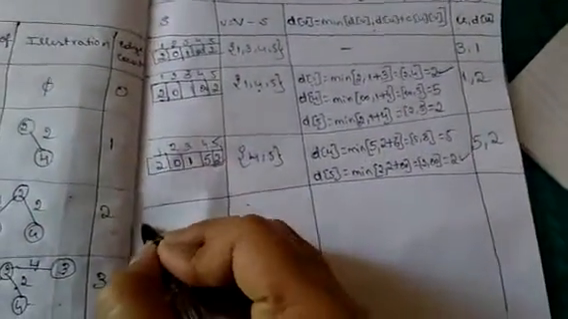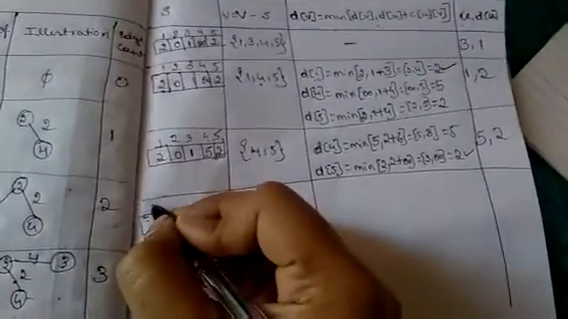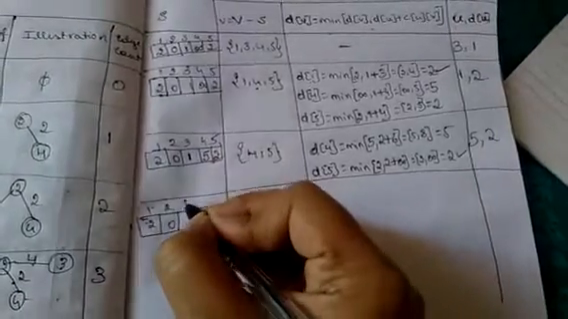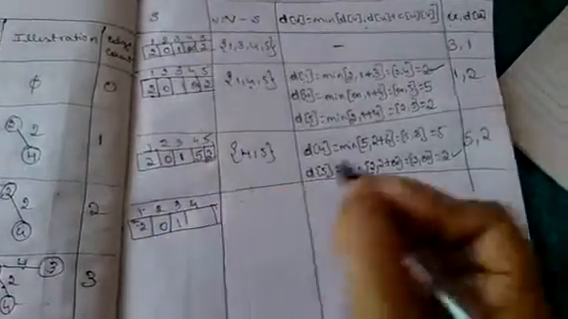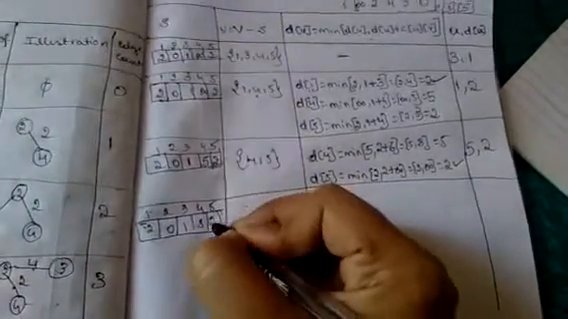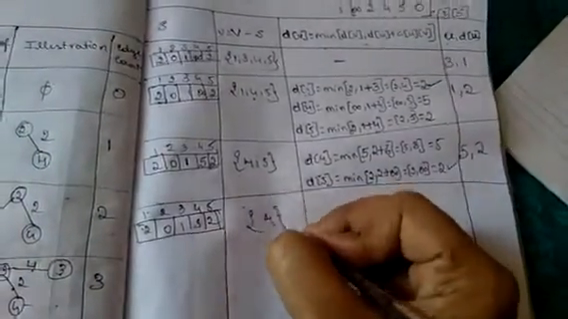Then I'll go for the next step. 1, it is 2 only. 2, it is 0. 3, it is 1. 4, here also I have got 4. 5, I'll write 5. 5, it is 2. Now 5 is also visited. So 4 is the unvisited vertex.